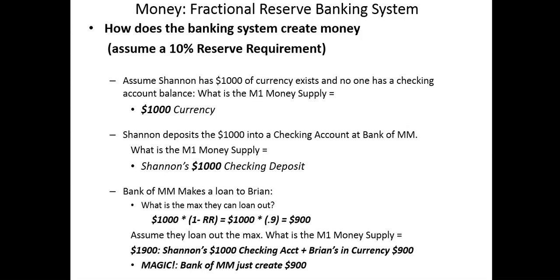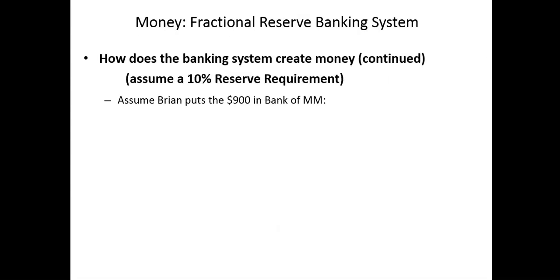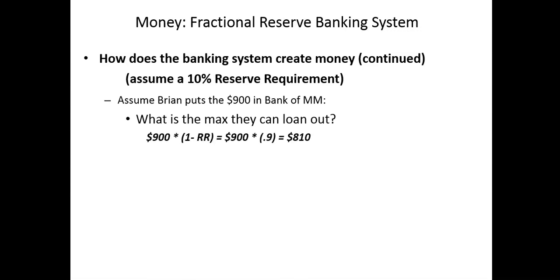So let's take it one step further, right? So let's imagine that Brian now says, okay, I'm going to start a business maybe, but in the meantime, before I do anything with that loan, I'm going to get my own checking account balance in the Bank of MM so I can use it rather than carry around the $900 in cash. So Bank of MM, from the money that they just created, can now lend out more money. How much money can they lend out? Well, again, 90% of that 900, or $810.